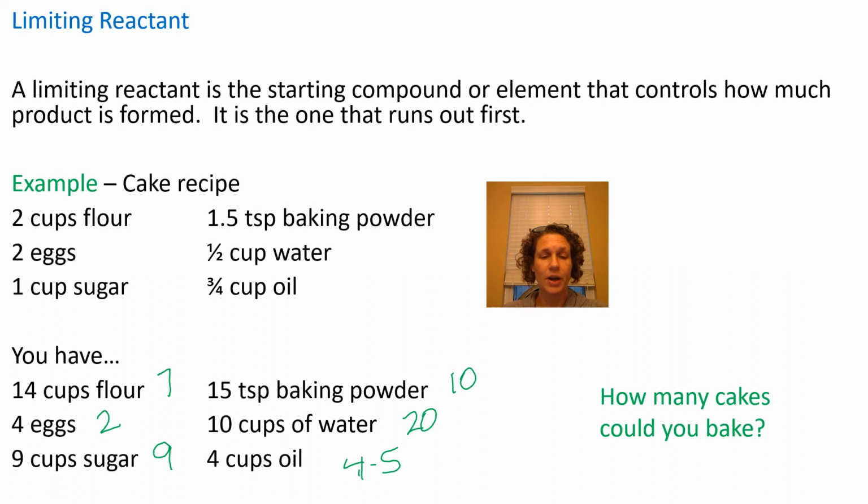Okay, so based on all of that, how many cakes could you bake with those materials? What are you going to run out of first? Which one limits you? And hopefully you can see by looking at it that it is the eggs. Because even though I have plenty of everything else, once I run out of eggs, I can't make any more cakes. And so the total number of cakes that I could bake given what I have in my pantry versus the recipe is 2 cakes.